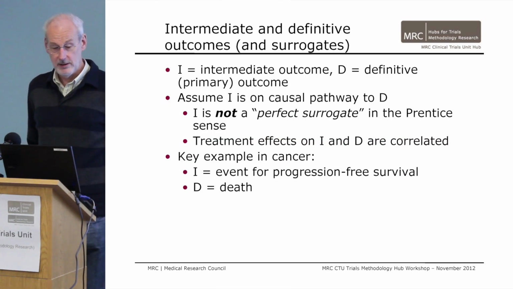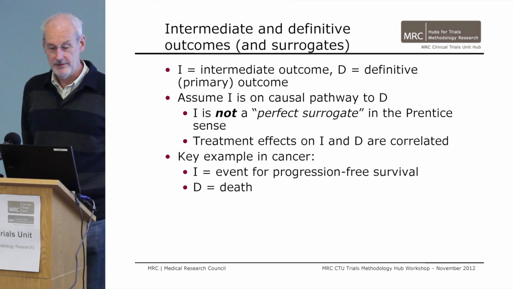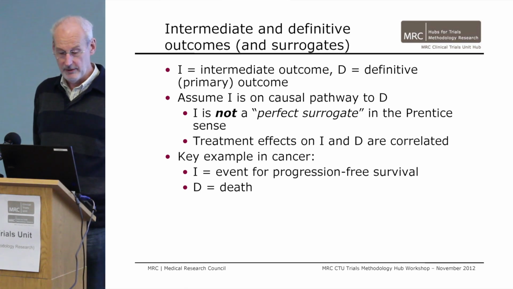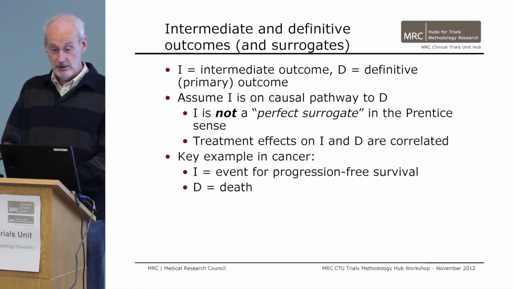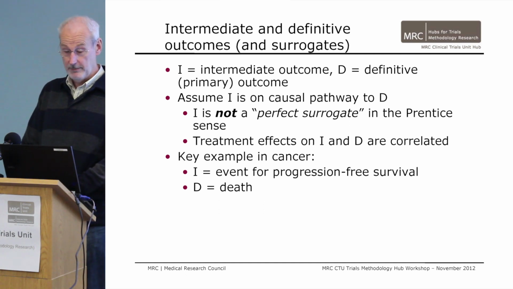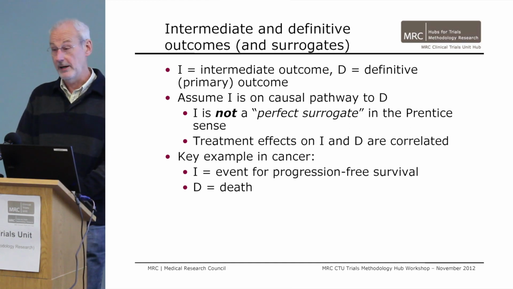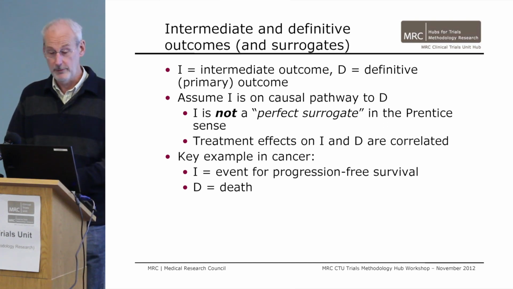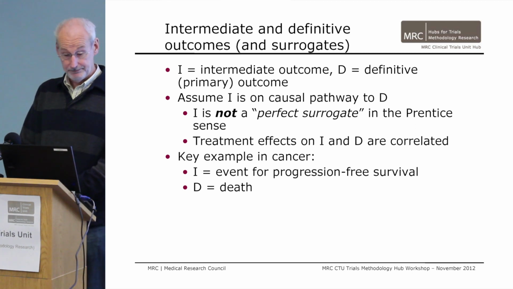Now going on to a little bit more about the designs, I want to say a little bit about these so-called intermediate and definitive outcomes. In what follows, when I'm talking technically at all, I shall be using notation for I standing for an intermediate outcome and D for a definitive outcome. And what a definitive outcome is what we would usually call the primary outcome of a trial. It might be overall mortality, or it might be cancer-specific mortality, or some other type of time to event outcome.